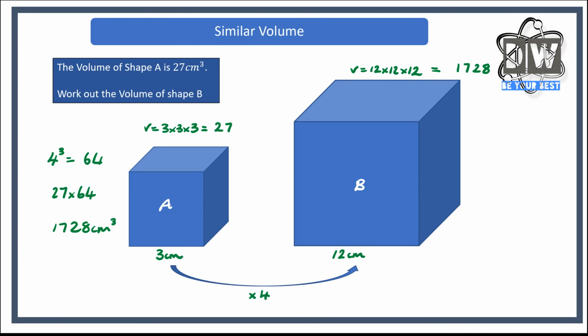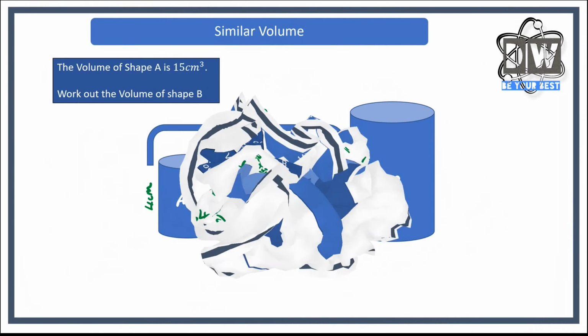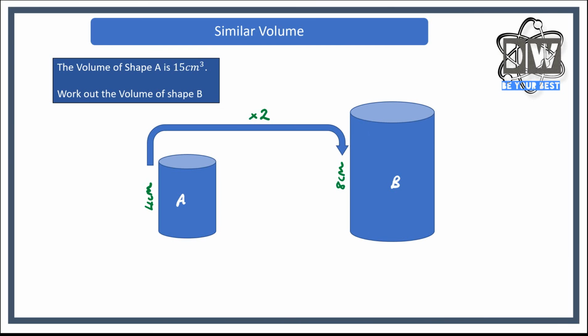Let's go and do a shape that we don't know the different lengths for, and we're never going to know the different lengths for, because we don't know this length here. We don't know the radius or the diameter. We've only been given one, but we have been given how much shape A's volume is, which is 15 centimeters cubed. So I'm not going to tell you how to do this. You're going to hopefully do it yourself. Pause the video, come back and see if you've got it correct.